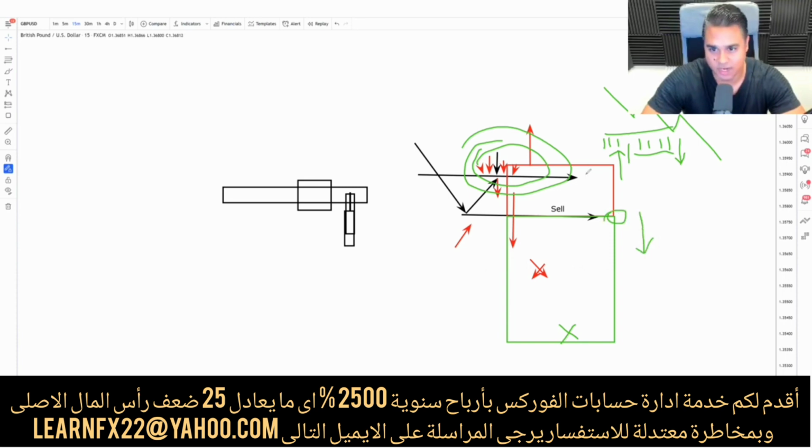A lot of traders are trying to enter up here with a smaller stop loss to get bigger risk to reward, and they just find that they get stopped out before the market goes down.